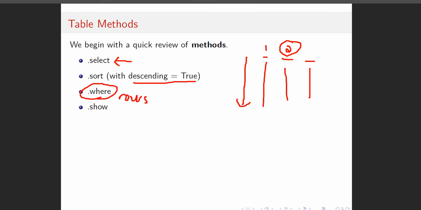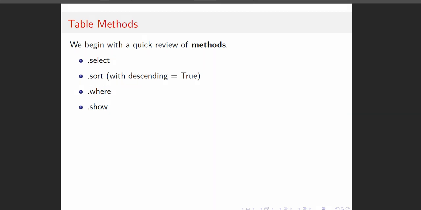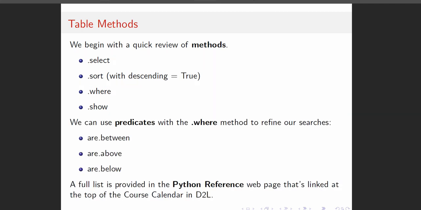And then remember dot show has some parentheses after it, and we say how many rows of the table we want to show. And this is a big time saver. Remember, show with empty parentheses is show all, but be very careful with that as the table may be long and you may not want to show the whole thing. This is a quick list of a couple important predicates, r dot between, r dot above, r dot below. And again, I pointed out that the course calendar has a Python reference guide. So in D2L, when you look at the course calendar right at the top, check that stuff out and make sure that you can access it when you'd like to.